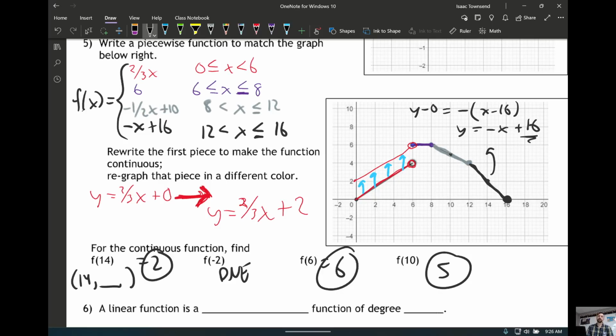Okay, anything else about 5? Anything specific about 5? Okay, what about 4 or 6? Did you go for... Uh-huh.